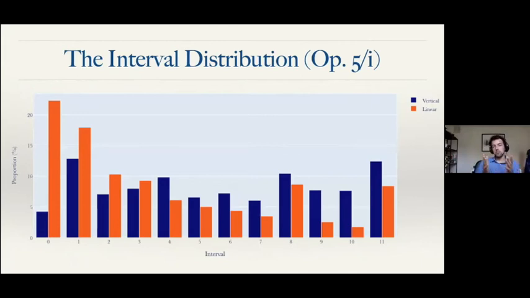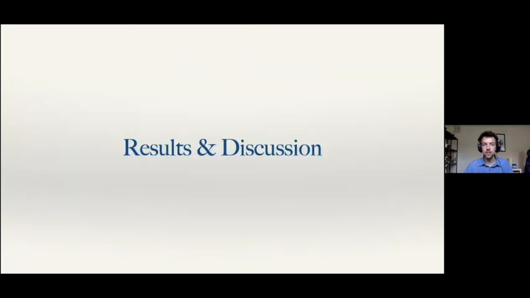This is plucked kind of at random: the interval distribution for Op. 5 No. 1. You can see in blue the vertical intervals and in orange the linear intervals. I'm not going to say an enormous amount about this distribution, other than that if all intervals were distributed evenly, we'd expect about 8% per interval. So you can see clearly here that there's quite a lot of variety, and that he prefers in this movement some intervals at the expense of others.